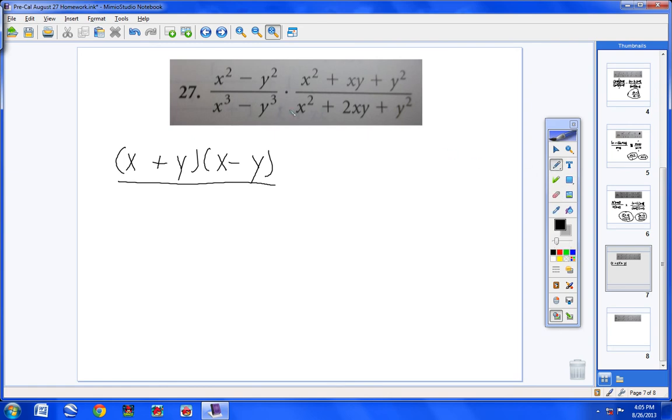Now let's go ahead and factor x cubed minus y cubed. There's nothing common you can factor out.